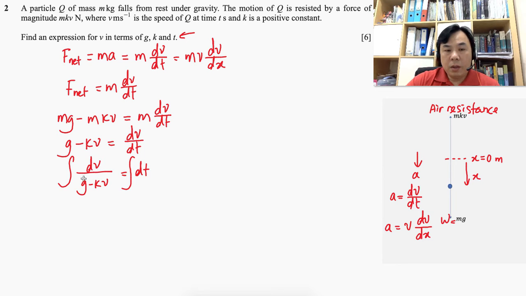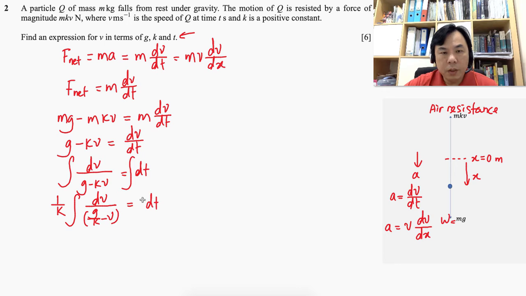All right, now you will have to be familiar with all the different types of integrations that you have done so far. Now, for me, I would rather deal with it this way. So I'll take out the k, for instance, in this case. So I'll take out the k this way. Okay, now that would be dv over g over k minus v, dt. Okay, that's what we have currently.